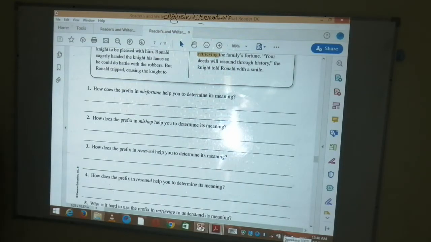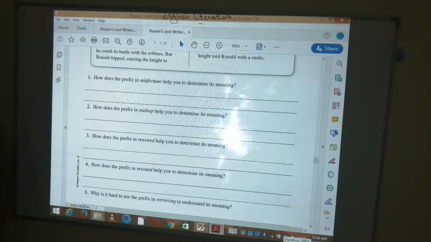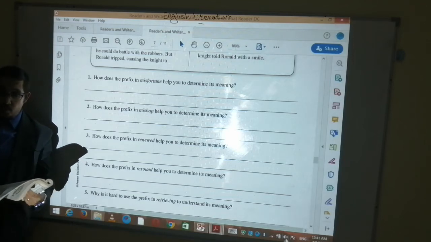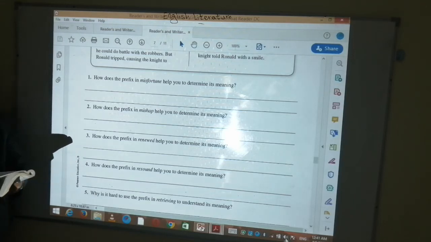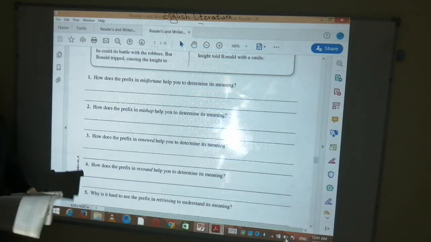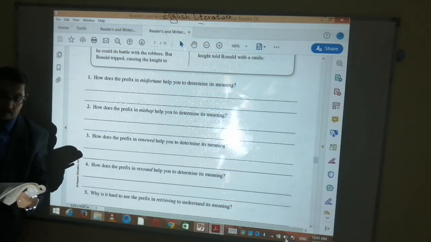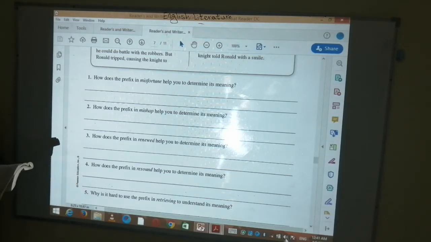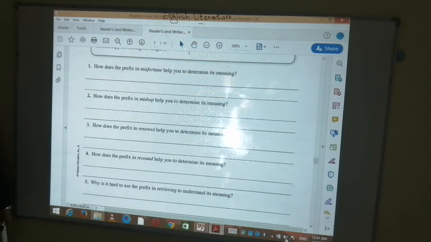Question number 4. In question number 4, you can use the book. How does the prefix in resound help you to determine its meaning? As we said also, re means what? It means again, or do over and over. So resound, what does it mean? Sound over and over. The last question that we have is question 5.